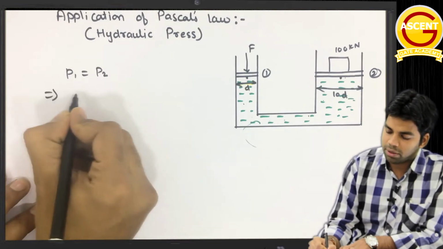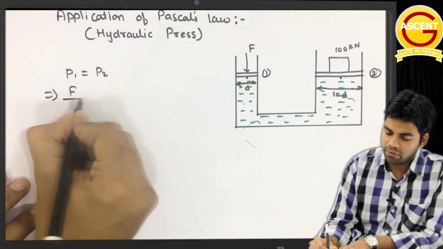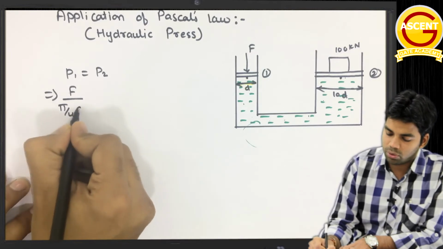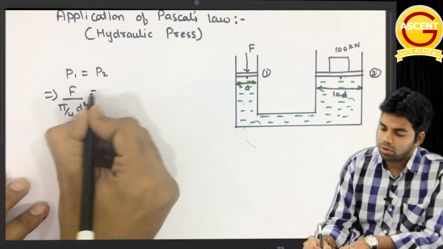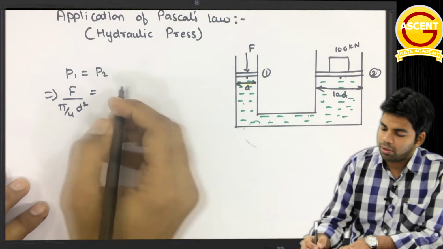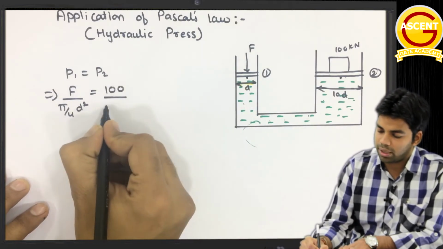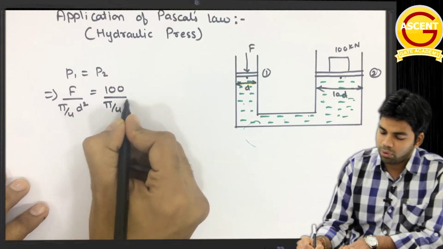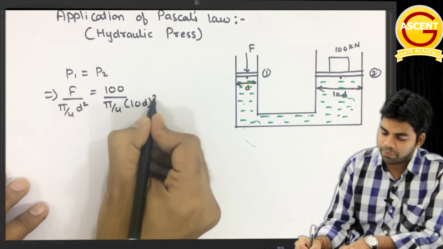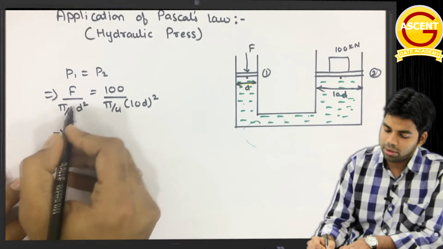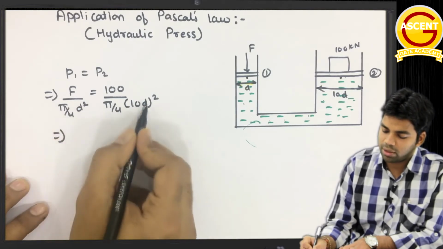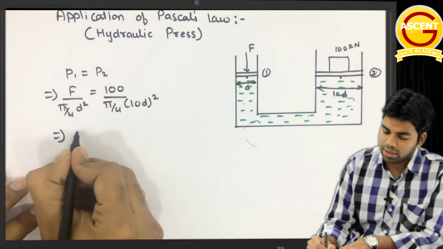Okay, now P1 will be equal to force per unit area, so this will be F divided by area, which is pi by 4 into small d square. This is equal to P2, which is 100 kilonewton, the force given, divided by area, which is pi by 4 into (10d) square. Getting this? Okay, so from here this pi by 4 d square will get cancelled out and this 100 will also get cancelled out and we will get what?